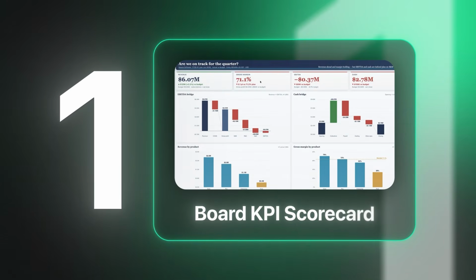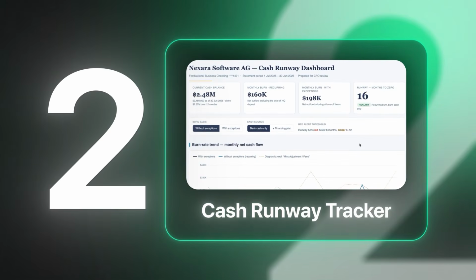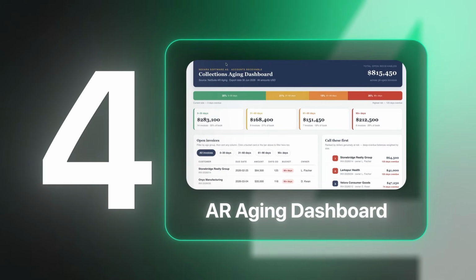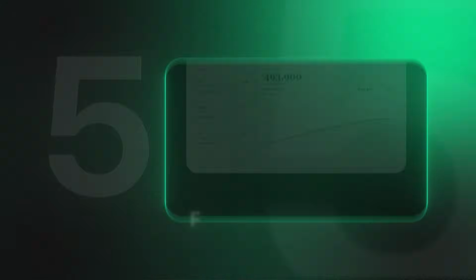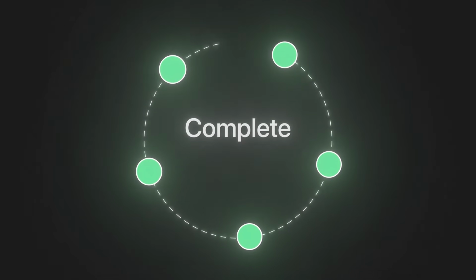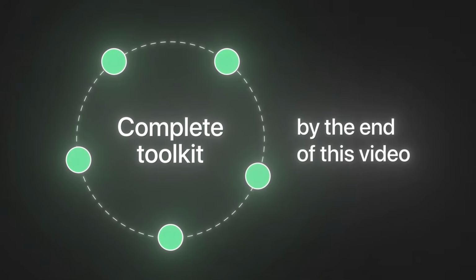First, a board KPI scorecard. Second, a cash runway tracker. Third, a budget variance dashboard that flags overspend on its own. Fourth, an AR aging dashboard for collections. And fifth, a scenario tool where you can drag a slider and watch your forecast move live. And on top, I will use each of these examples to teach you a different prompting trick. So you will have a complete toolkit by the end of this video and not just 5 one-off examples.